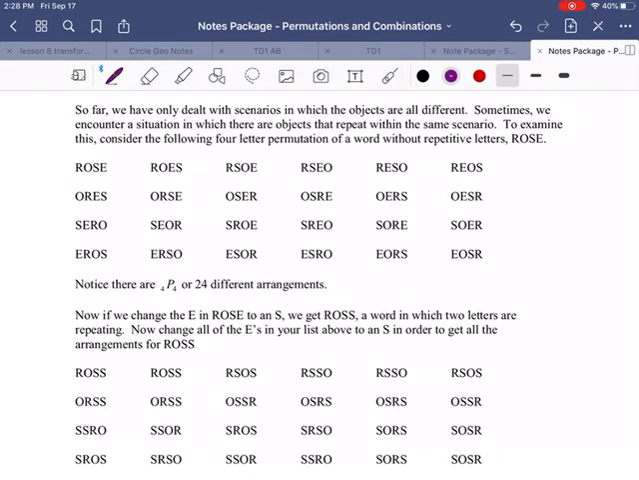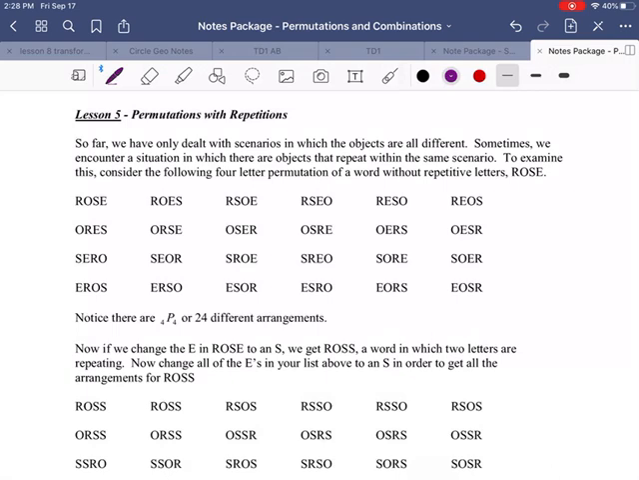All right, folks, this is lesson 5, permutations with repetition. So all the examples we've used so far, the words that we've used have individual letters. None of the letters are the same. So let's examine this first situation of the word rose.